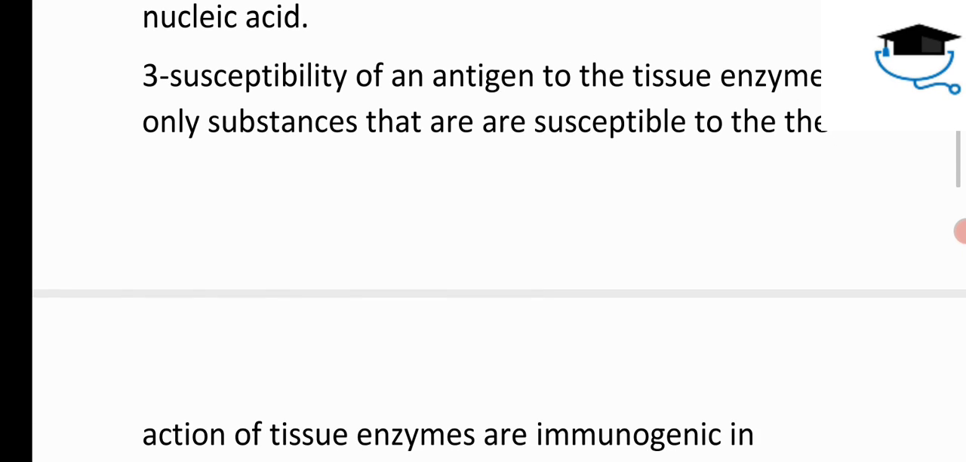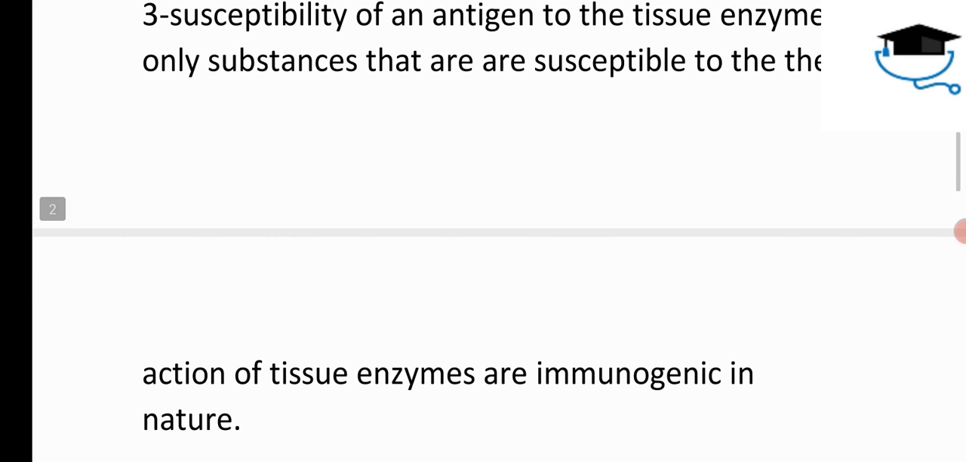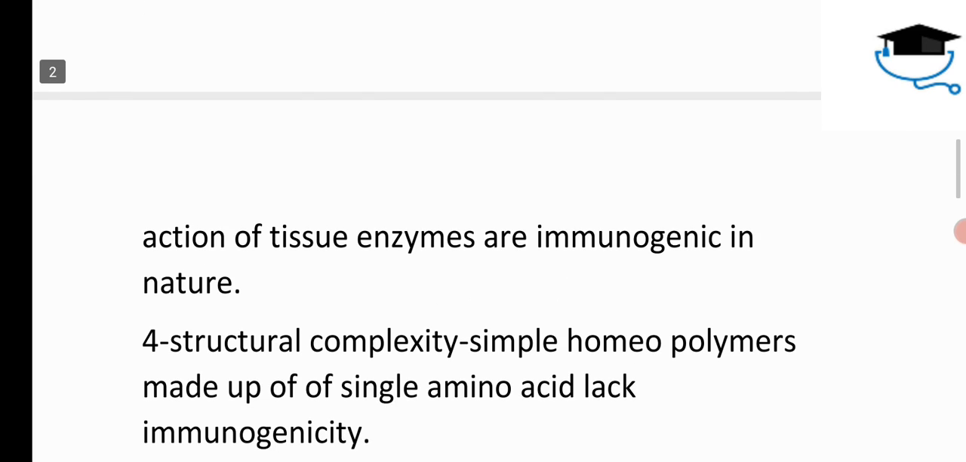So third point is the susceptibility. Susceptibility of an antigen to the tissue enzymes really matters. How? Let's discuss. Only substances that are susceptible to the action of tissue enzymes are immunogenic.